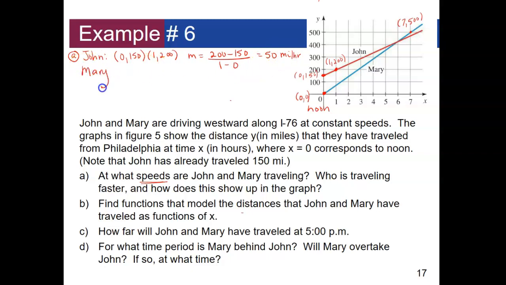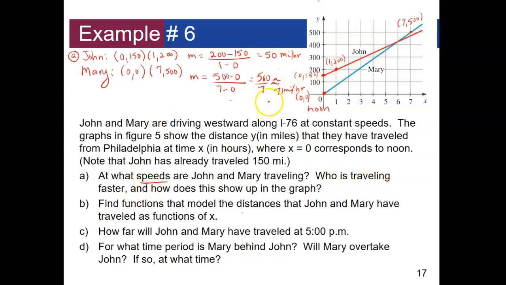For Mary, we're going to have the point (0, 0) and the point (7, 500). So our slope is going to be 500 minus 0 over 7 minus 0, so 500 over 7. And so that's approximately 71 miles per hour. And again, depending on how you read these points, these could be off by a little bit and still be acceptable. Who is traveling faster?